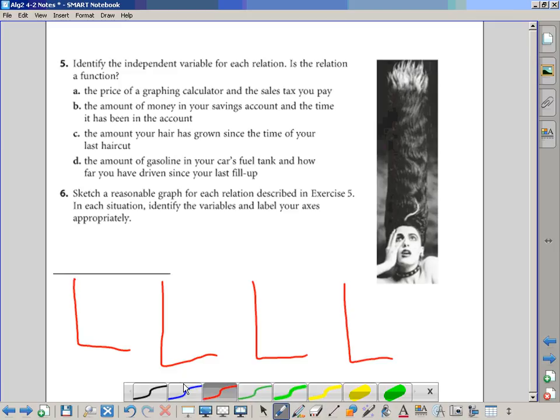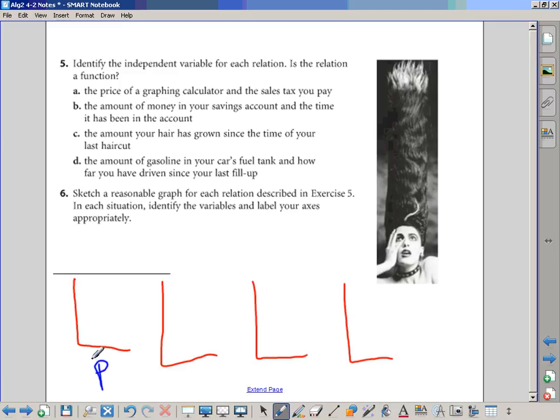So for A, it's going to be the price of the calculator and the sales tax. The price would be down here. The tax would be dependent. The higher the price of the calculator, the more the tax would be. So that graph would look something like that. That is a function.